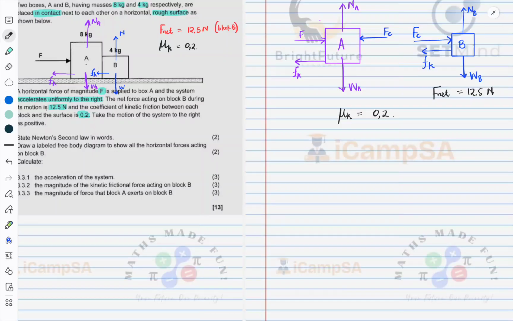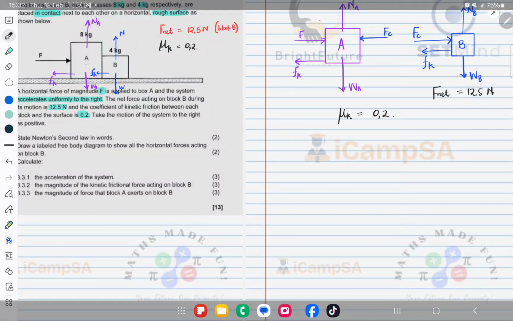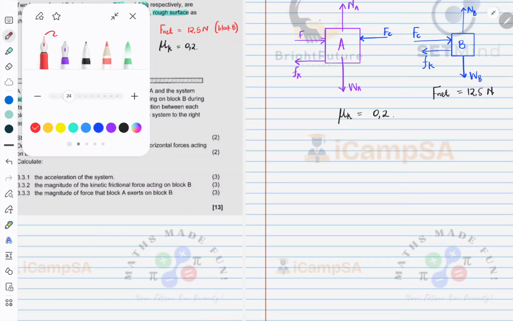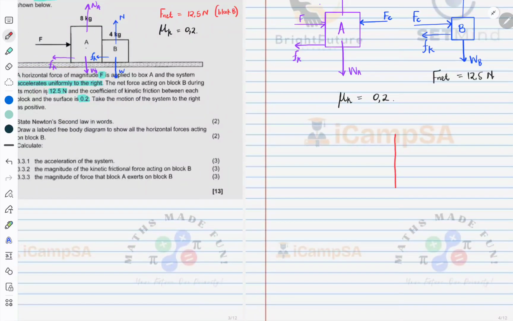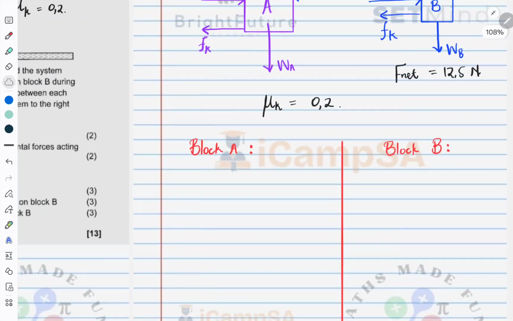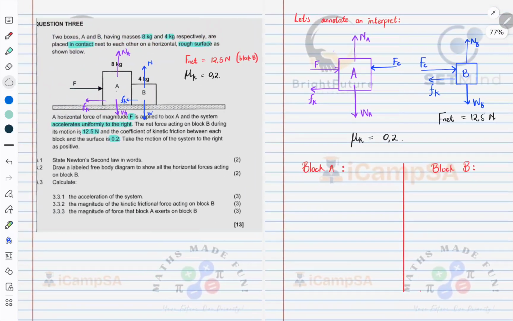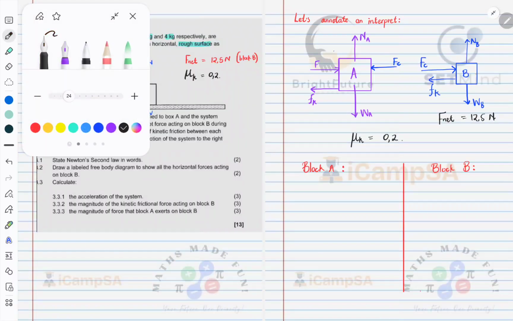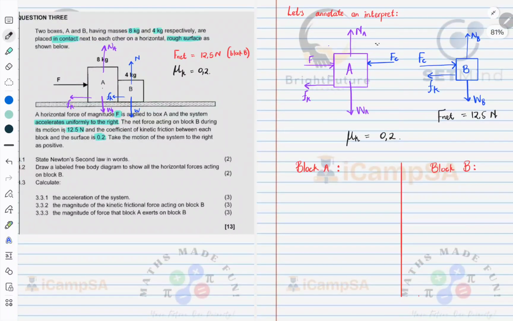All right, so now let's do our free body diagram, and then we can proceed and start answering the question. And now we have, let me just divide it in half here. All right, so we divided it in half. There's block A on the left and block B on the right. Now we can draw our free body diagrams. Basically, we're just doing everything we did here, but now into a free body diagram, because remember, we can't leave it like that in physics.